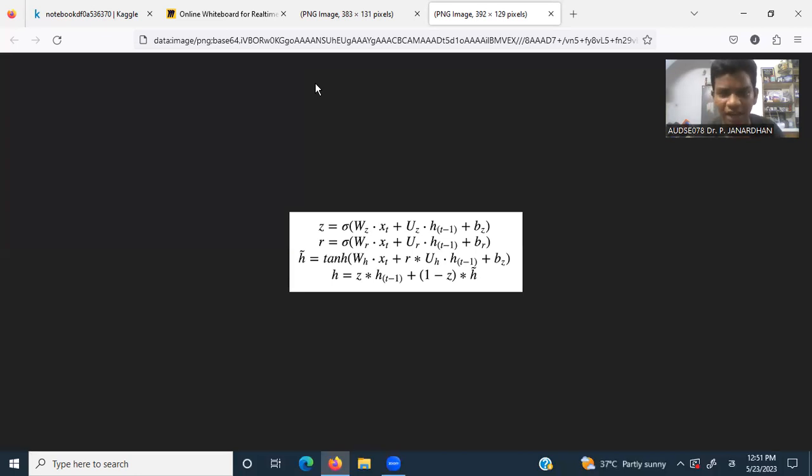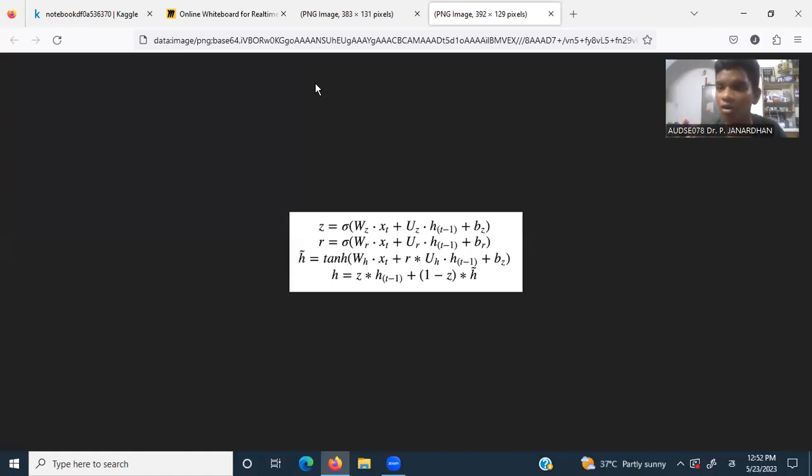So we are going to calculate H based on Z. Z is going to control whether we should just output the previous hidden state, if we want to give more importance to the previous hidden state and the final hidden state. That is why this is called gated recurrent units. We are going to have some gates that are going to regulate the movement of hidden states.